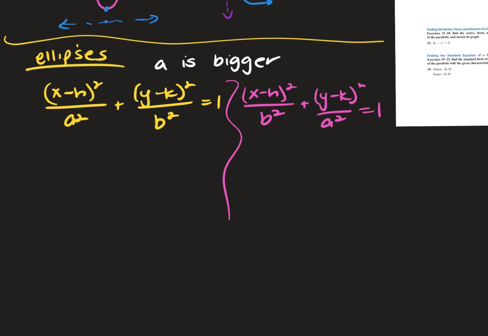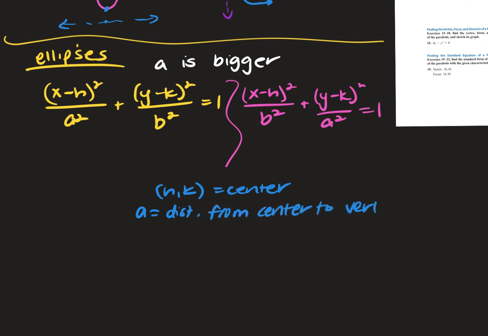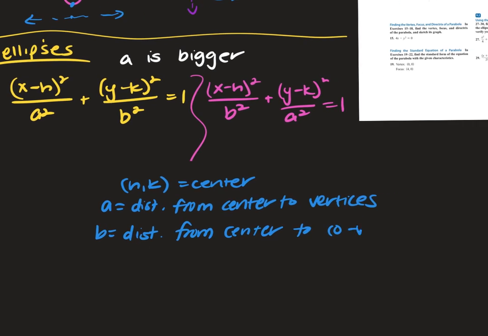For both of these, your (h, k) is your center. a equals the distance from center to vertices. b is the distance from the center to the co-vertices. And c is the distance from center to foci.